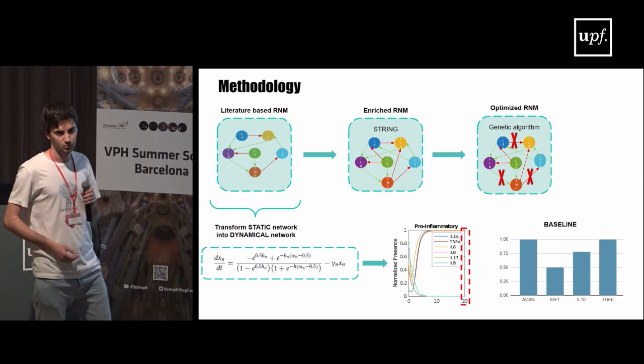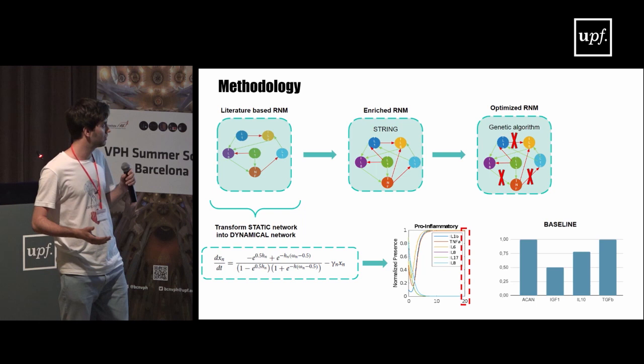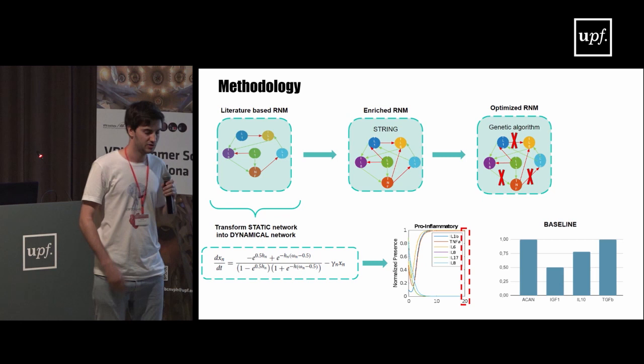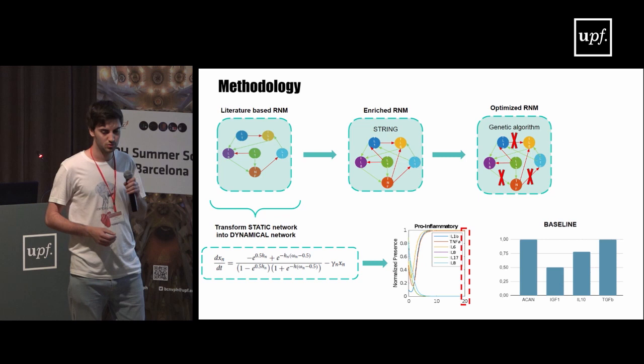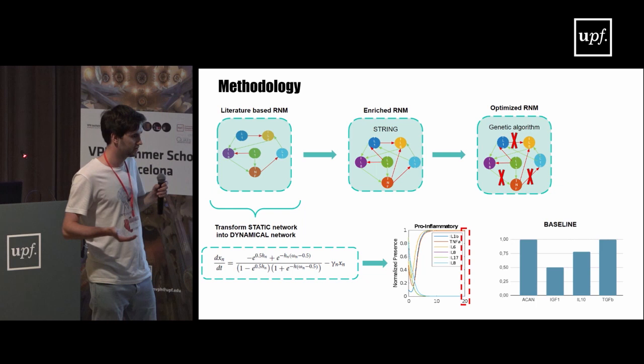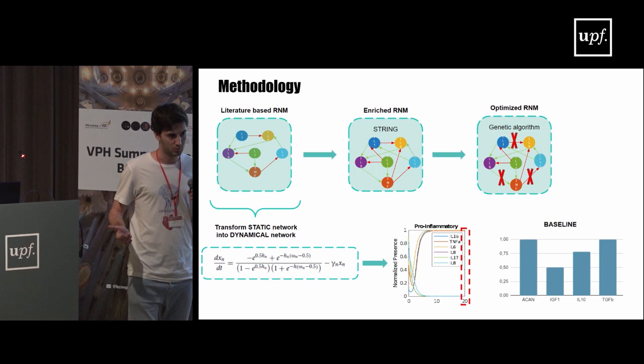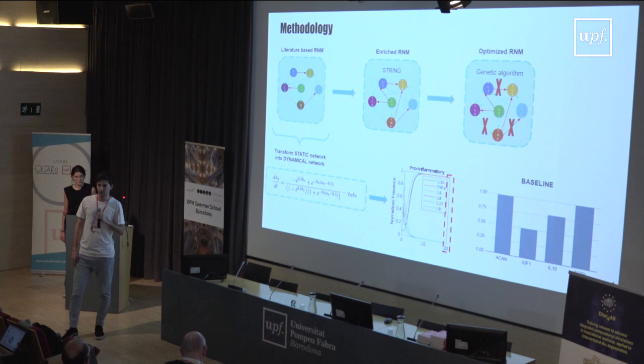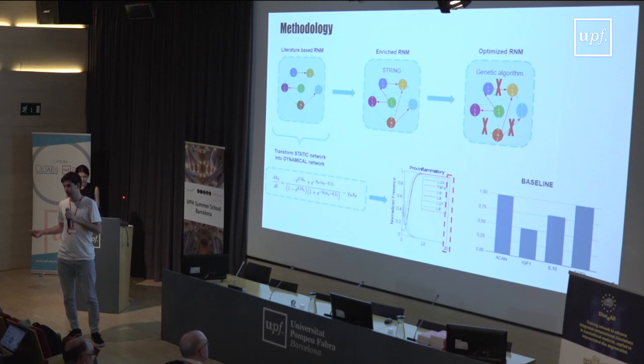So we tuned this network with the STRING database. We looked in this database for general protein-protein interactions in Homo sapiens, and those interactions needed to have a protein score of 0.9. As you can see, we enriched our model with more interactions, and we called the new model the enriched model. But we thought that we could still optimize our network by simplifying the topology. For that, we used a genetic algorithm, which uses a Darwinian approach in the sense that it generates new networks by introducing mutations and computing a fitness.